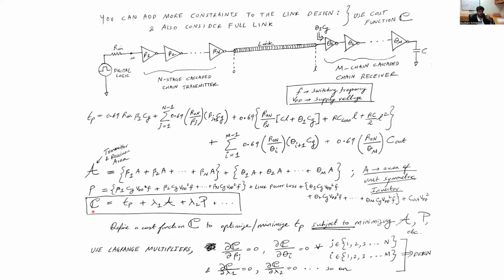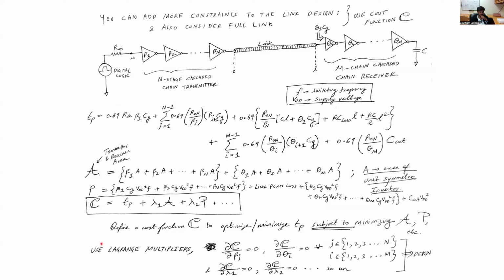And now we can define a cost function to be equal to the propagation delay plus Lagrange multiplier lambda 1 times A plus lambda 2 times P. And now we can use the method of Lagrange multipliers in order to minimize or optimize the propagation delay subject to the constraints of minimizing the area as well as minimizing the overall power dissipation. So obviously you see that the analytic design of the overall link, including the transmitter and receiver, can get quite complicated mathematically. And typically these things are not done this way, but are rather done automatically in modern digital design by computers themselves.